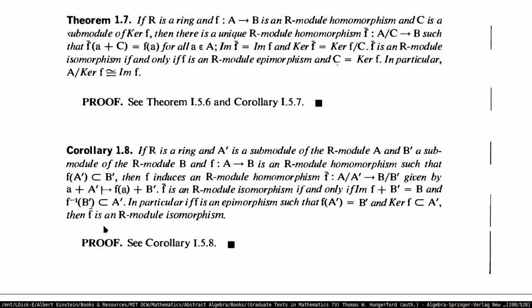Okay, so what the corollary says, you have a ring, you have the submodules A prime of A and B prime of B. You have this homomorphism from A to B, such that the image of A prime is a subset of B prime. Right. Then F induces another module homomorphism, F bar, going from A mod A prime to B mod B prime. This is all possible because all of these are submodules, so you have the quotient group structure underlying them.